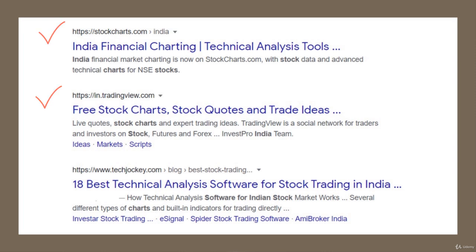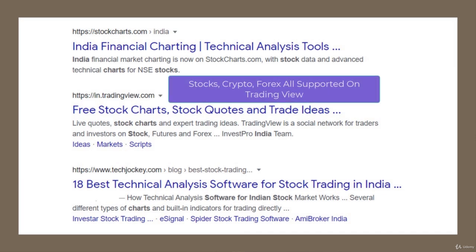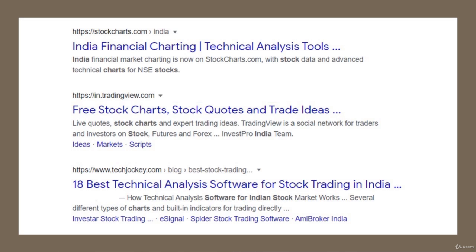And TradingView trades multiple types of securities. I think StockCharts does too, but they're mostly stocks. But with TradingView, you can trade cryptocurrency as well as stocks and different things. So those are ways you want to find and then start your research based on that. You'll usually, when you do that too, start finding articles like the 18 best technical analysis software for stock trading in India, right? So you can then look at these articles and at least get lists of things that you can start evaluating.